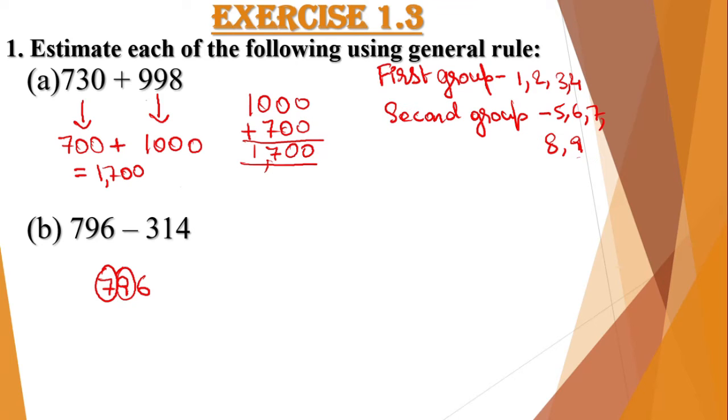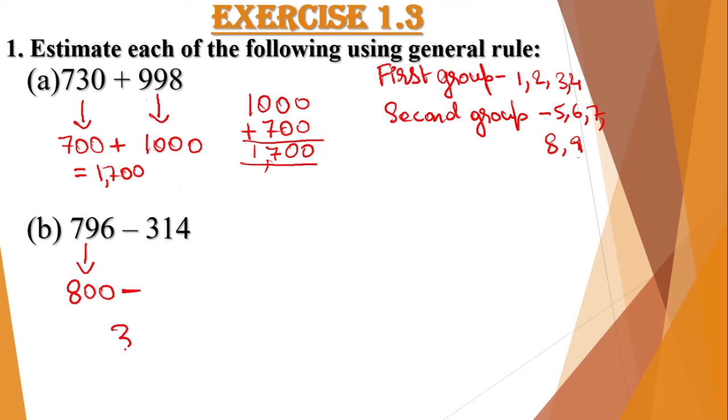And if the number is in the second group, we should add 1 to the first circled digit, which is 7 here. So 7 plus 1 is 8, and 9 and 6 will become 0. So we will get our answer as 800. So 796 rounded off to the nearest 100 will give us 800. And the operation is subtract.